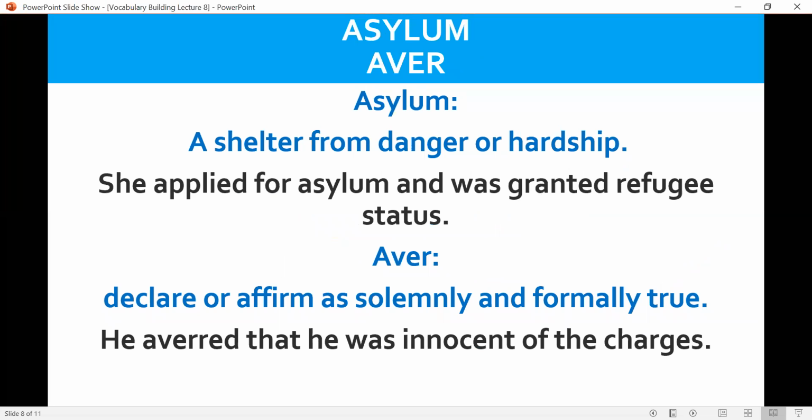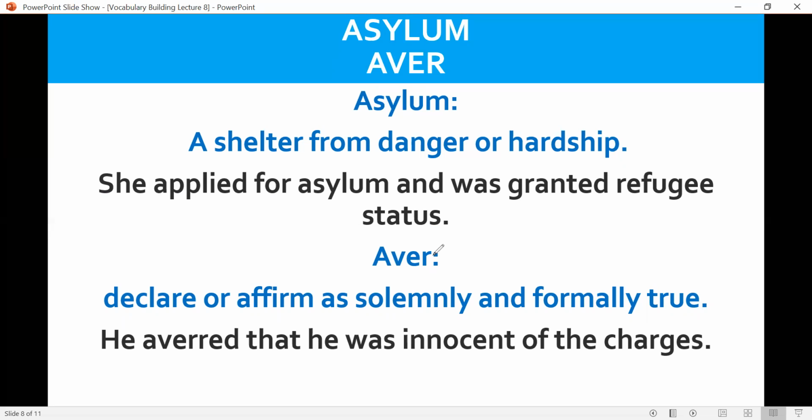Asylum, aver. Asylum means a shelter from danger or hardship. If I have been in danger in this country, I may apply for asylum to another country. And if they think it proper, they may give me a refugee status or they give me a visa to keep me safe from the danger which I'm feeling in my country. He applied for asylum and was granted refugee status.